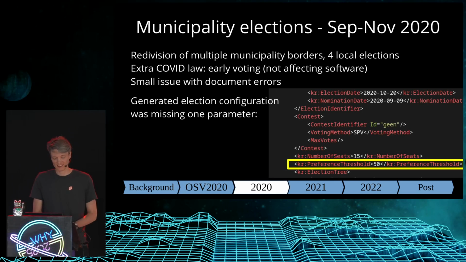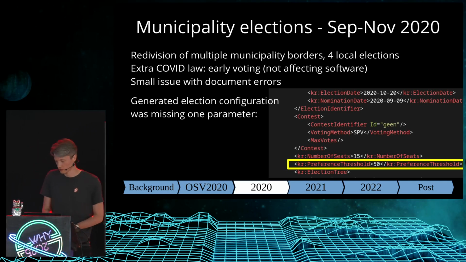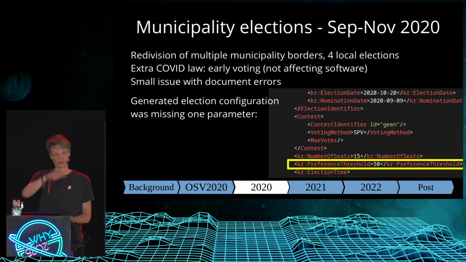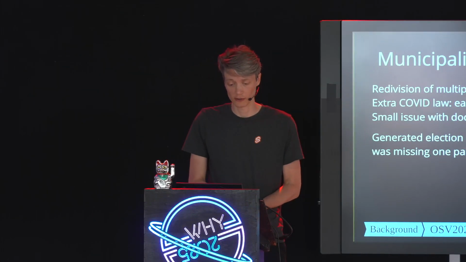The problem was the configuration was missing one essential parameter. It was the preference threshold. And if we wouldn't have patched this, every result of all the municipalities would have been wrong. Because this preference threshold would state that if you get like half of the votes as a candidate needed for a seat, you will jump to the top. That's a law in the Netherlands, preferential voting. But because somehow this was missing in the configuration, all the election results would be wrong.